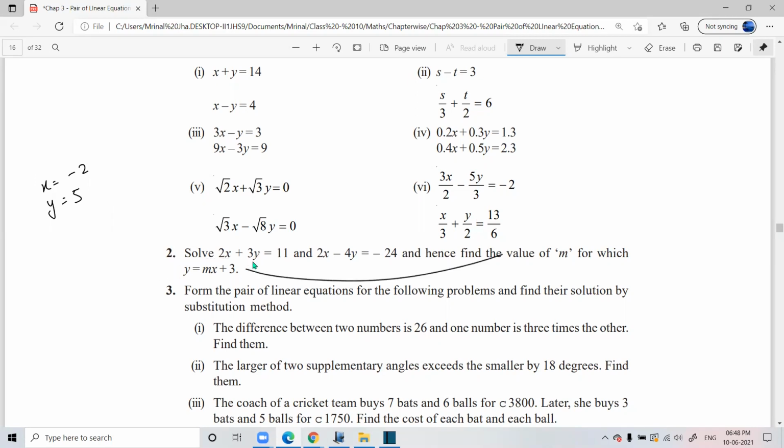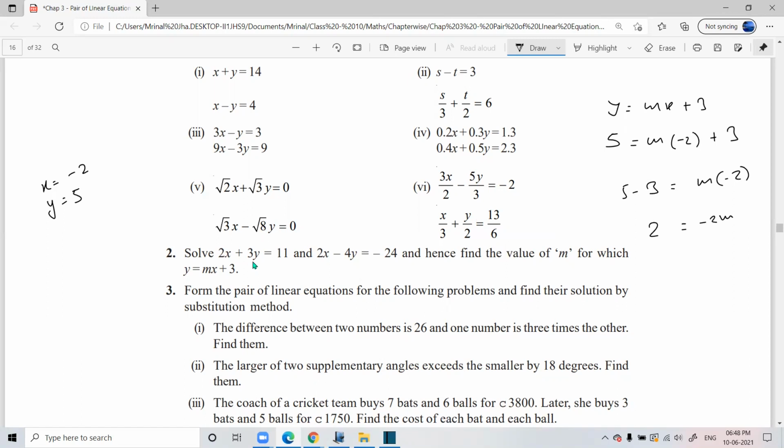So if you want me to do that, I will just do it here. Y is equal to mx plus 3. Okay, Tanushri, in place of y, I'm going to put 5. Leave m as it is. In place of x, we should put -2. Then send this 3 to the other side, so it will become 5 minus 3 and m into -2. So this is 2 and this is -2m. So m is equal to 2 by -2. M is -1. Is that what everyone got?